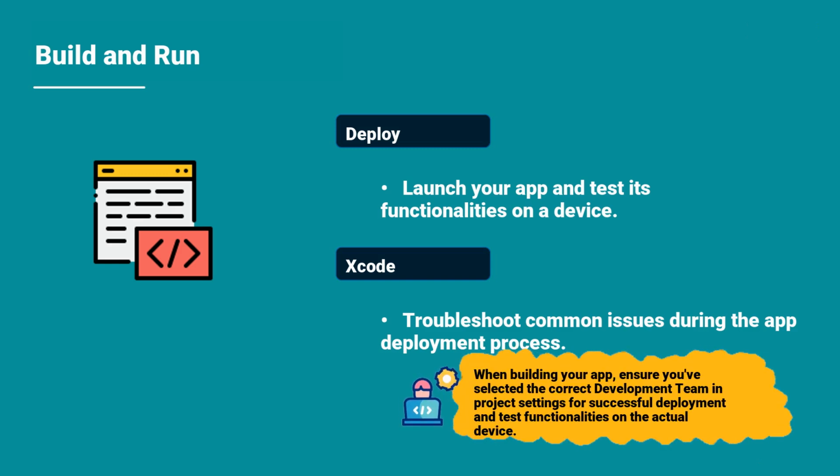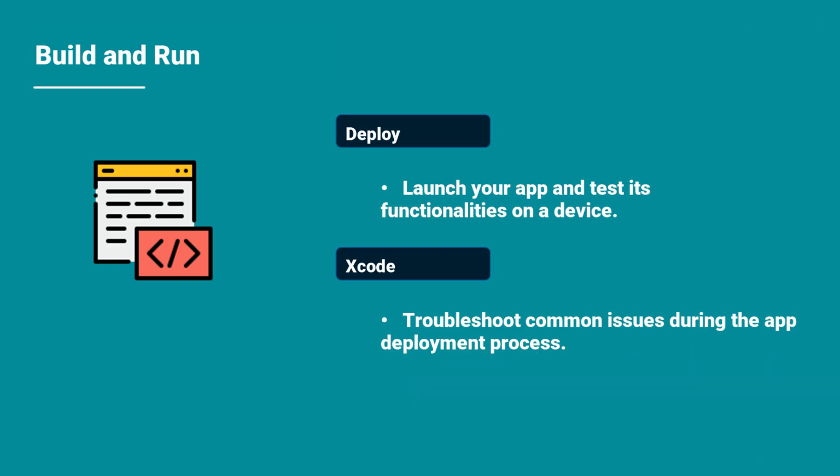If your app isn't deploying correctly, just go to the project settings and double-check that you've selected the right development team. This is crucial for code signing. Once your app launches on the device, dive in and interact with it just like any user would. Test all the functionalities. Tap buttons, swipe through views, and enter some data.